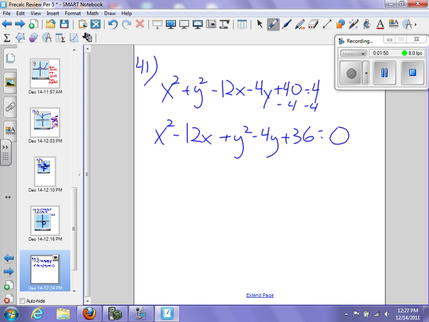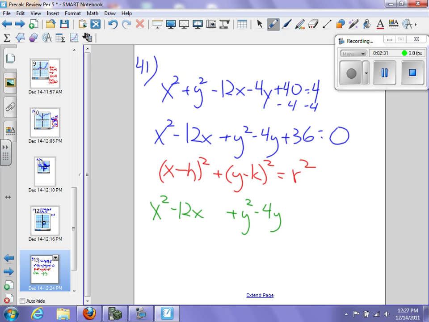What I want to do is get this in the form of x minus h squared plus y minus k squared is equal to r squared. That's the form I want it to be in. So the first thing I'm going to do is take my 36 and move it to the other side. So I'm going to have x squared minus 12x plus y squared minus 4y is equal to negative 36. Is that right? Yep, that's right.